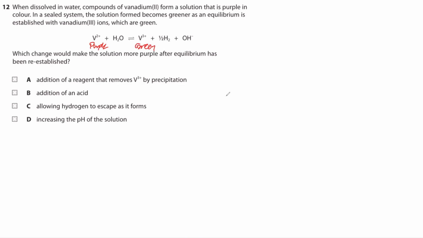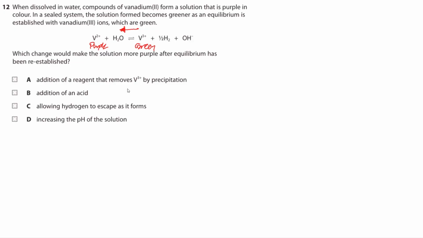Which change would make the solution more purple after equilibrium has been re-established? Okay, how to get more purple color? That means I have to shift the equilibrium backward, right? Because then only I get more purple. I have to shift it to the left hand side.